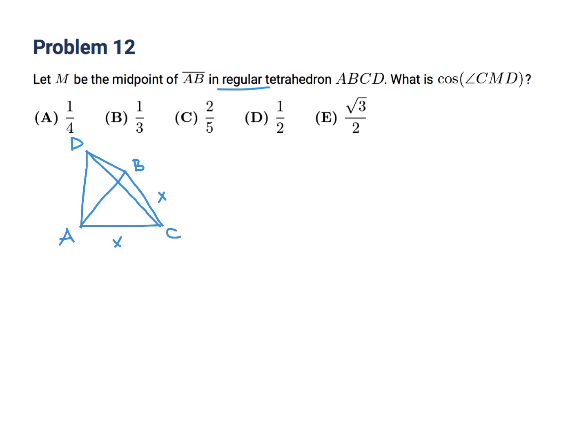And then what do they want? CMD. Okay, so CM, oh, where's M? M is the midpoint of AB. Oh, okay, so this is M approximately, right there. So CMD, I guess, is CMD. Okay, so this angle in here. All right, so I think cosine law would probably do it.